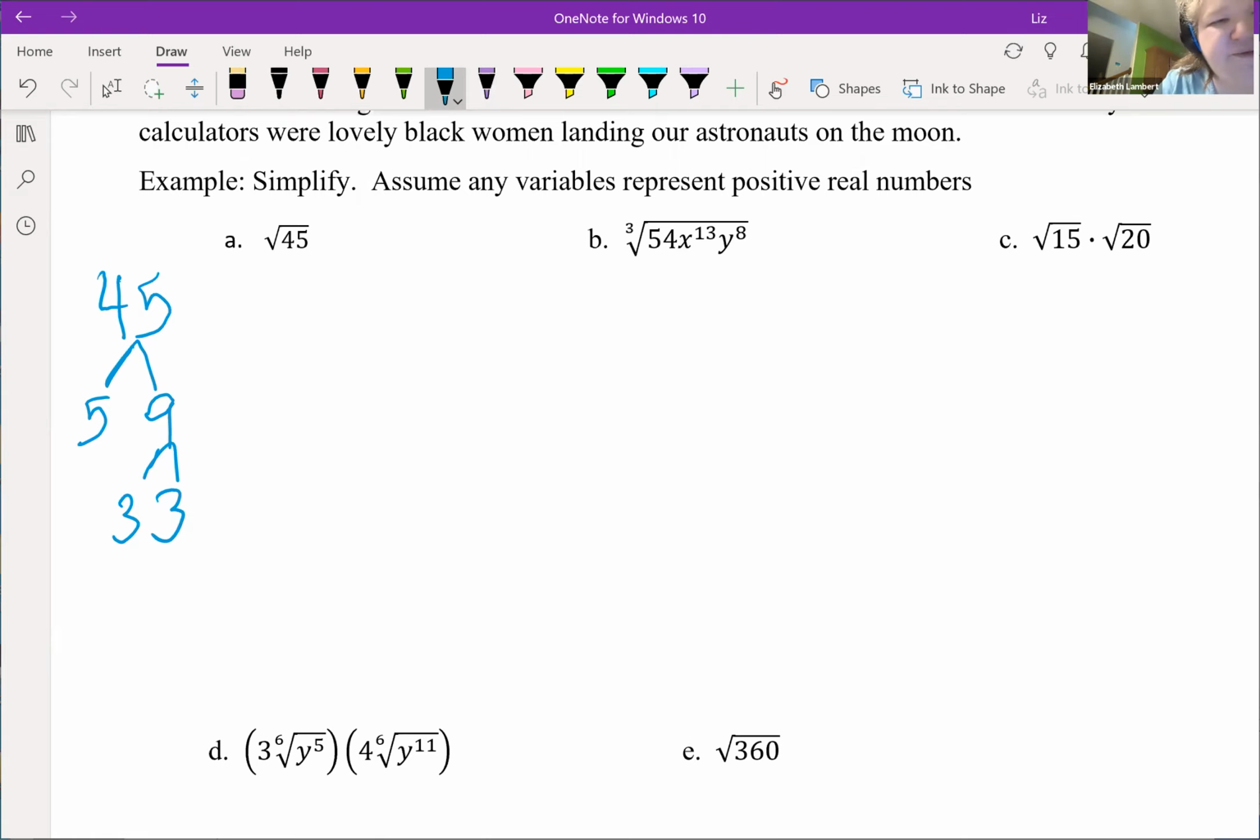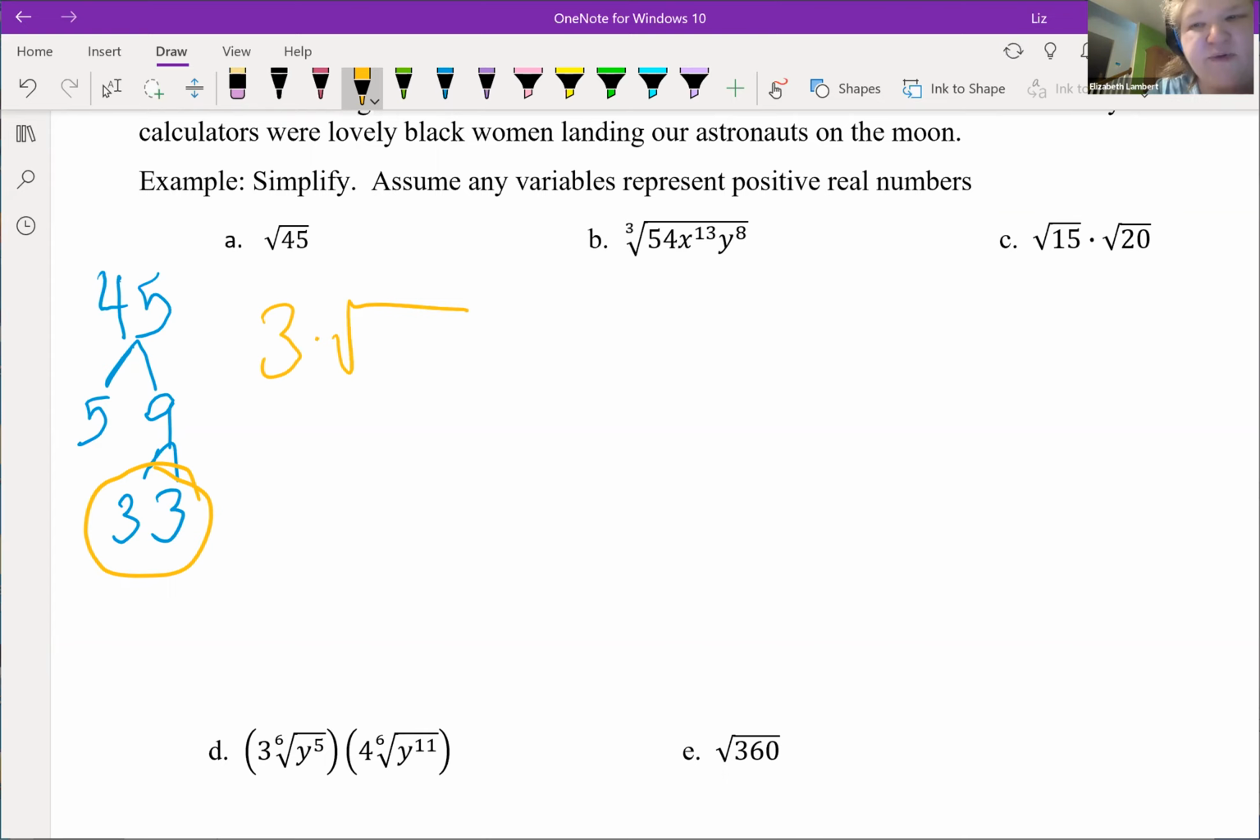So the pair of 3's is the same as 3 squared. The square root of a thing squared is just the thing itself. So the pair of 3's under the radical simplify to a single 3 outside the radical, just being multiplied to the square root.